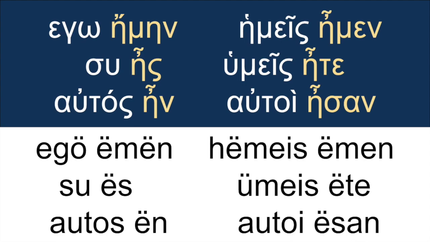But notice it says autos ein on the bottom left there, right? Autos ein means he was. The verbs change. You have ego emen, su es, autos ein. So I was, you were, he was. And then if it's plural, hemeis emen, we were, humeis ete, means you all were. And autoi esan means they were. So you have first, second, and third person, and then you have singular and plural. You go top to bottom, first, second, third person, and then left to right, singular and plural. And we'll go over this more in another video.